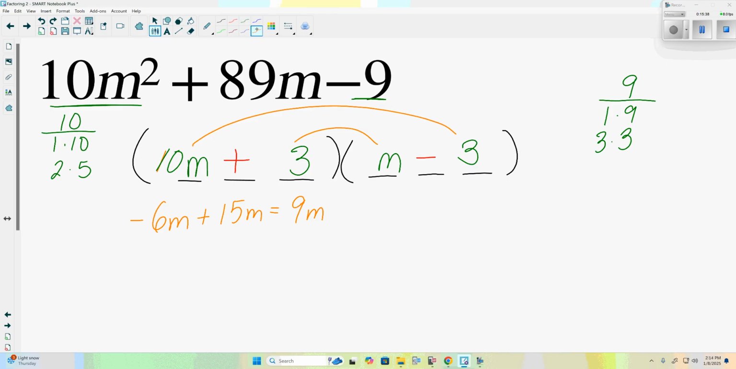Now we can try this again. 10m times negative 3 is going to be negative 30m. 3 times m is going to be positive 3m, which will give us negative 27m. A little bit closer, but not quite. Well, switching the 3 and 3 spots isn't going to change much. So we'll need to change it with 1 and 9. Where do you want to put the 1? Where do you want to put the 9?